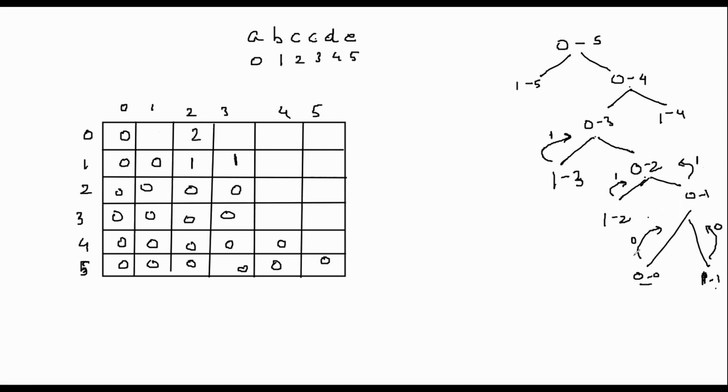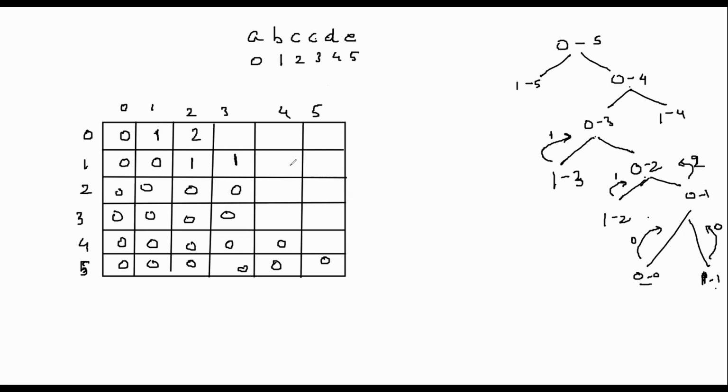Similarly, since we calculated for 0 to 1, we can store this here. So for 0 to 1, I actually added 1. Oh, sorry, this is not 1, this is 2 actually, because I made one insertion, right? So this is 1.